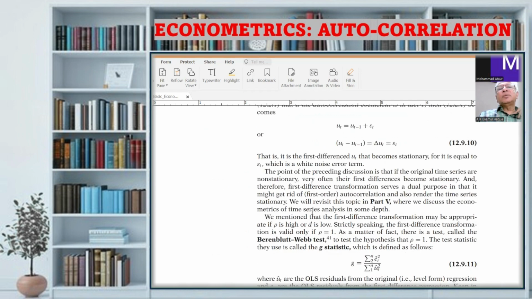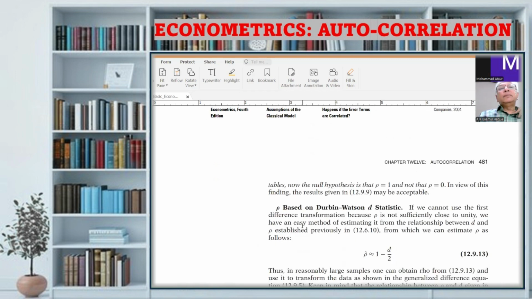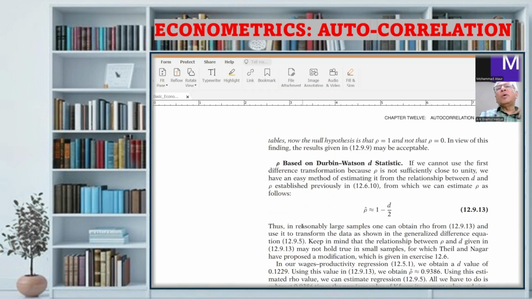Okay, so that's what your logic is. There is also another way to say this. This is another method. So this is one way to remove it. The second method of removing it is that I can first find out the rho hat. What is the rho hat? Remember, we already found out D is equal to 2 into 1 minus rho hat. So if I solve this from here, I can find out rho hat is equal to this.